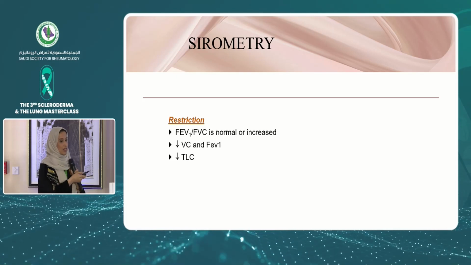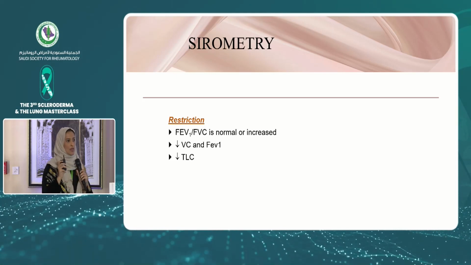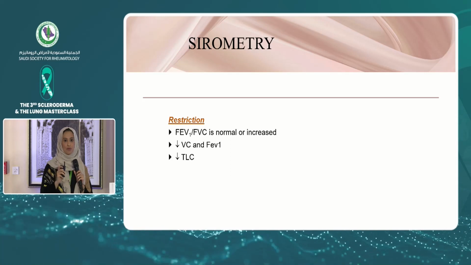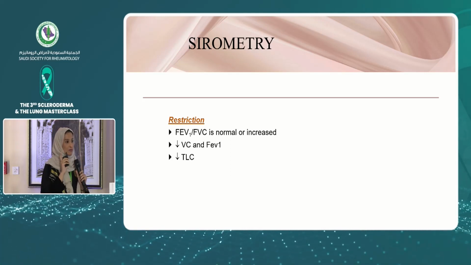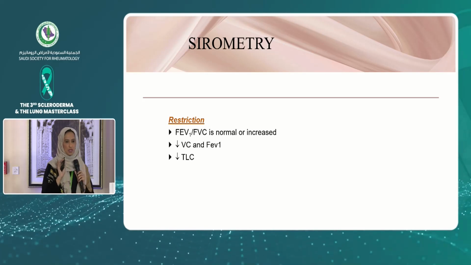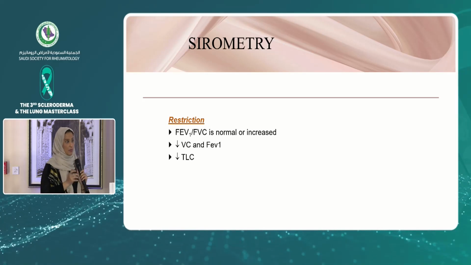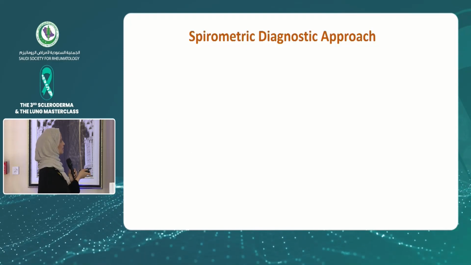But you have to calculate TLC. You have to have a full lung volume assessment to determine that the impairment in the FEV1 and FVC is not related to severe gas trapping, which is one of the tricky findings in interpreting pulmonary function tests for non-pulmonologists.